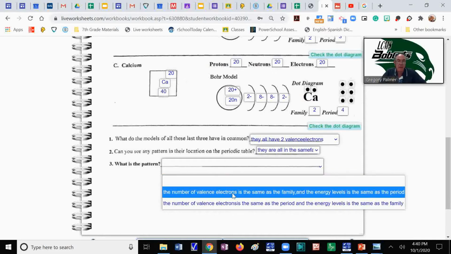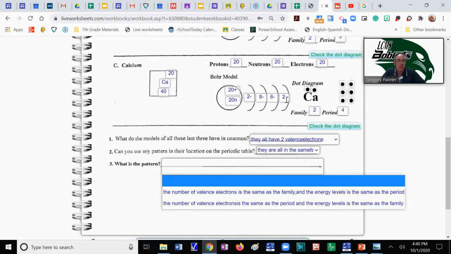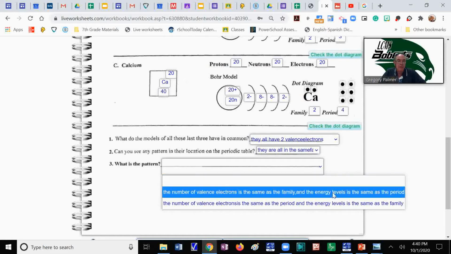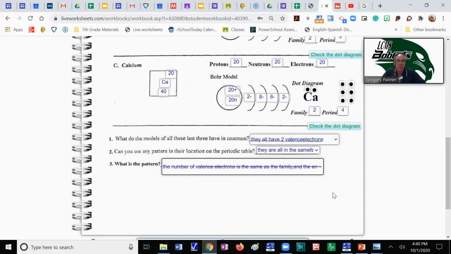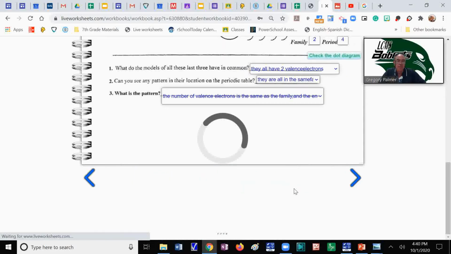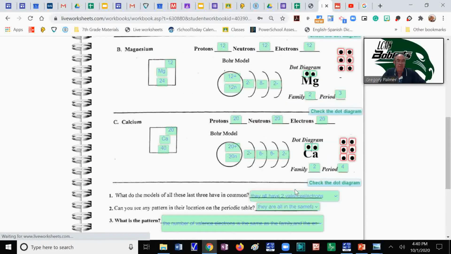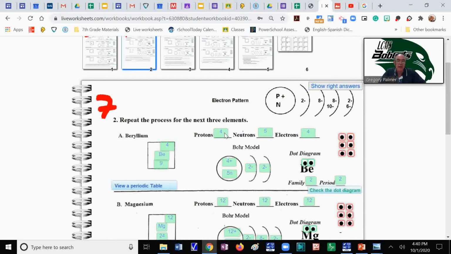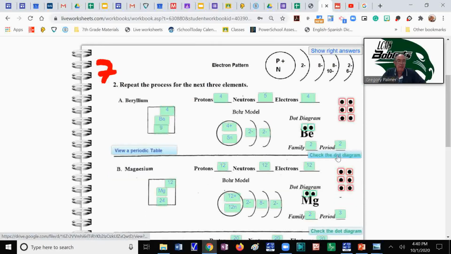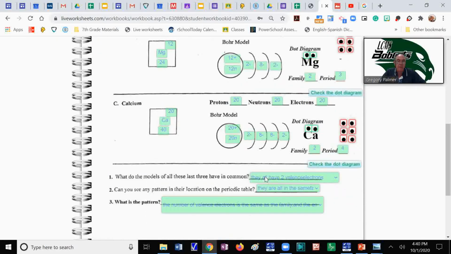What is the pattern? The number of valence electrons is the same as the family. That was true. 2 valence electrons, family 2. And the energy level is the same as the period. And that's true. You had 4 energy levels, and it's in period 4. Yeah, it looks like we did this right. The only thing we would need to do is check to see if our Bohr models are right.